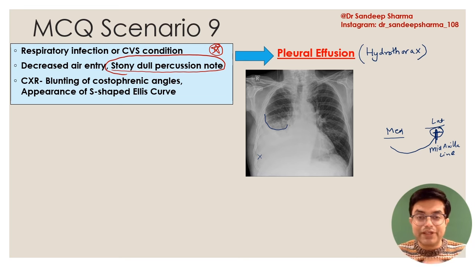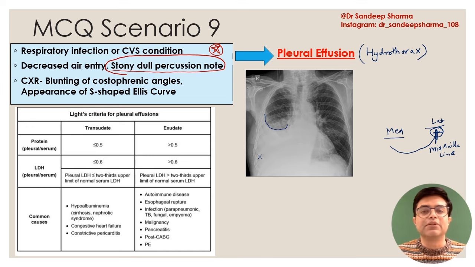Now this is not a radiology class, so I will not go into further details beyond this. You can see your radiology notes, but just remember that the S-shaped Ellis curve is a radiological feature suggestive of pleural effusion. Now pleural effusion is broadly of two types, transudative and exudative. And what is the criteria used to distinguish between them? Yes, you know it already. It is Light's criteria.